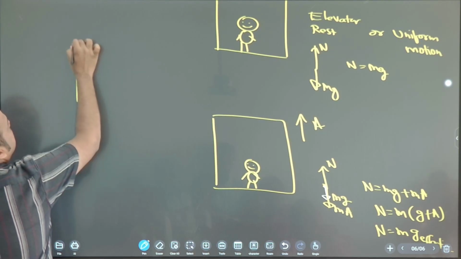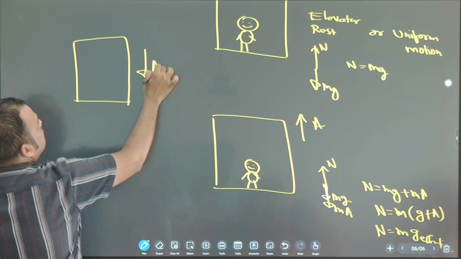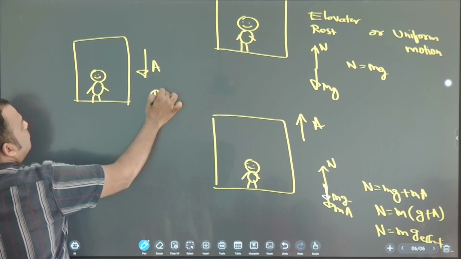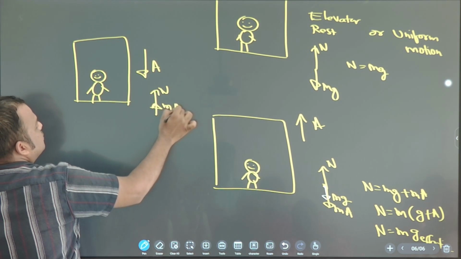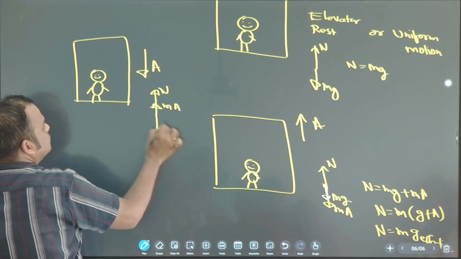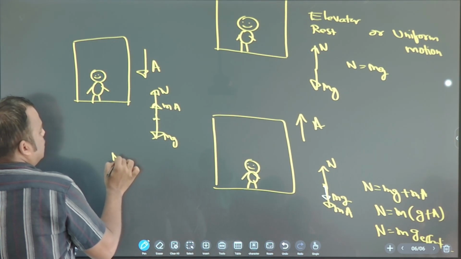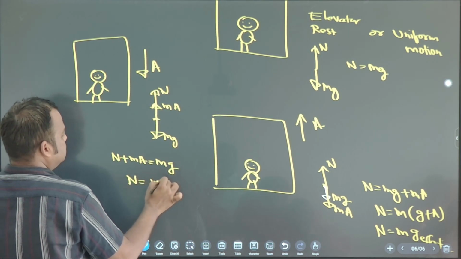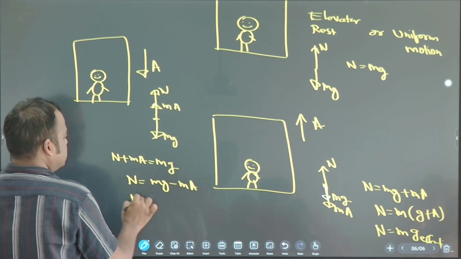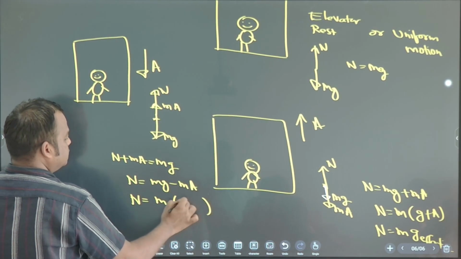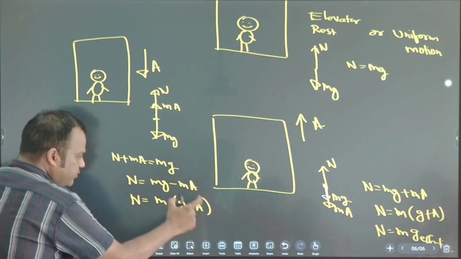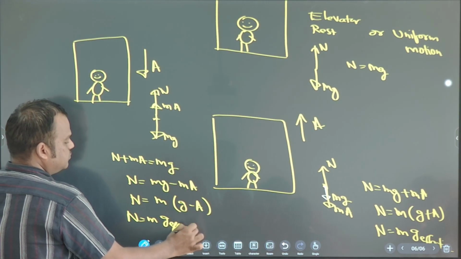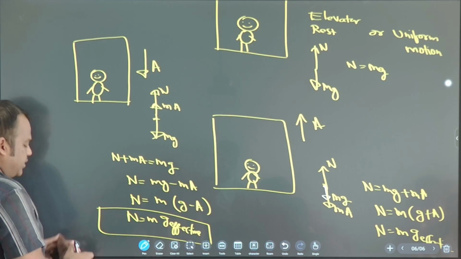If the elevator is accelerating down, acceleration is downward. So normal is upward, ma is upward, mg is downward. Correct? So normal plus ma is equal to mg. So what is normal? Normal is mg minus ma. M common, g minus a. So this is g effective. So m into g effective. Okay, note down.